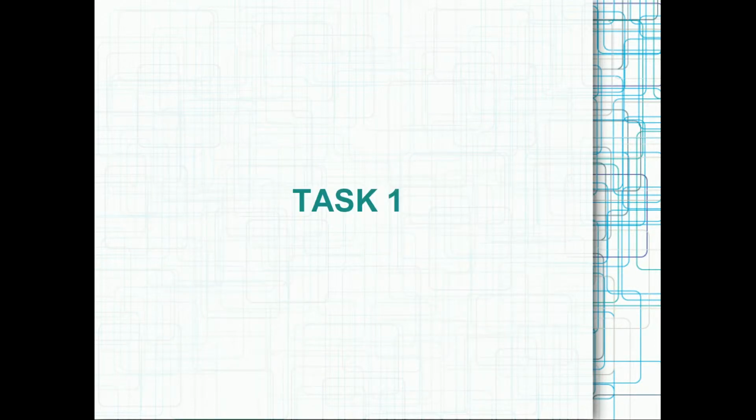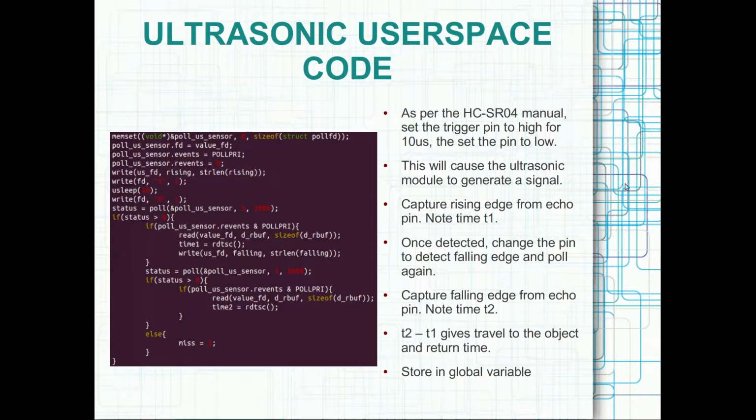Okay, for task 1, for the ultrasonic user space code, as per the manual, you'll have to set the trigger pin to high for 10 microseconds and then set to low. This is done here. You set it to 1, sleep for 10 microseconds and set it to low. This will cause the module to generate an ultrasonic wave, and you're going to poll for the rising edge. Once you get the rising edge event, you're going to start the timestamp counter.